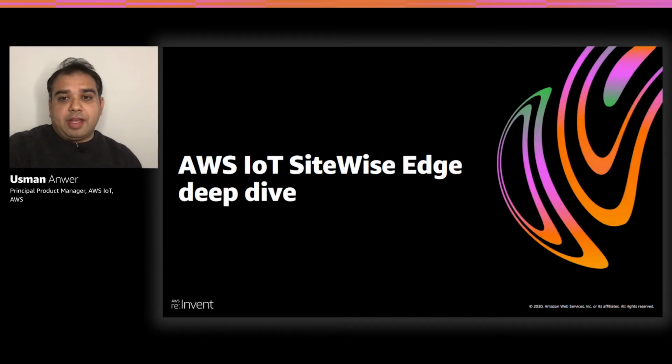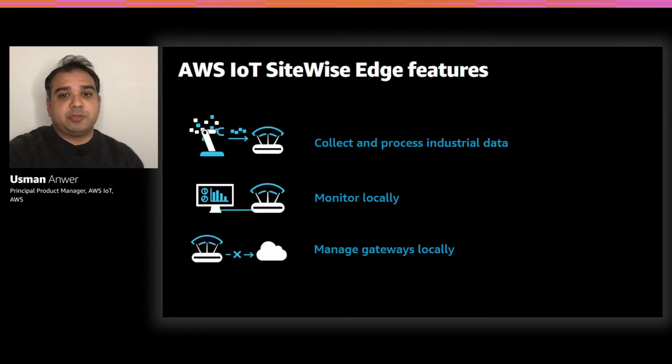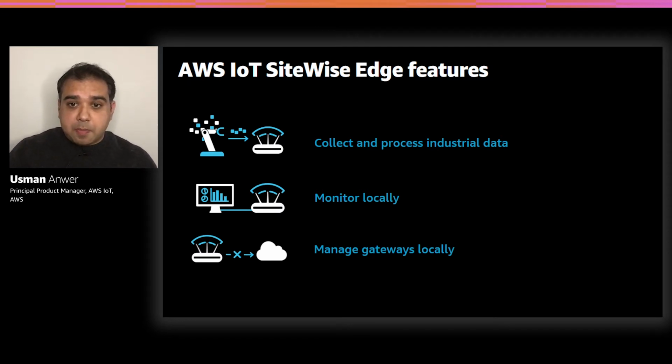Thank you, Sham. Hi, everyone. I'm Usman, and I'm a product manager for the AWS IoT team focused on industrial IoT. Let's dive right into the details of SiteWise Edge. SiteWise Edge provides you with three sets of capabilities. First, it enables you to collect and process data on premises in the SiteWise gateway. Specifically, you can compute metrics and transforms that you've defined in your asset models entirely on the gateway.